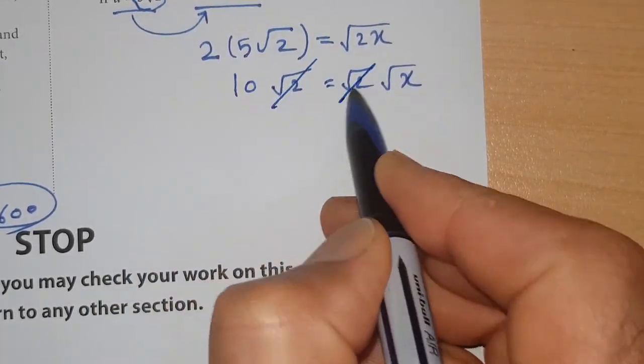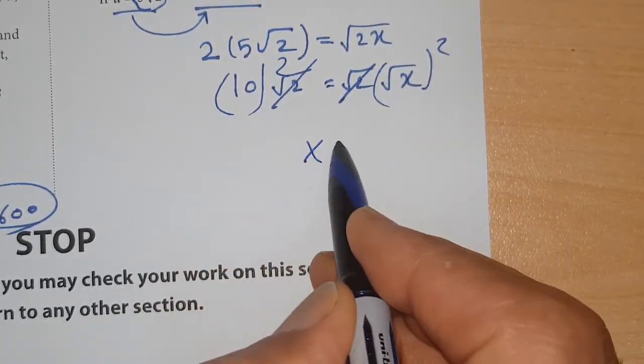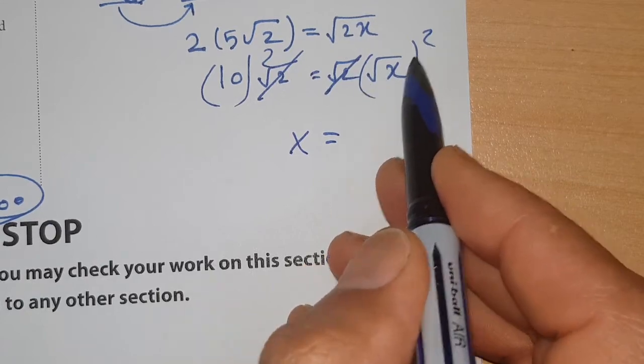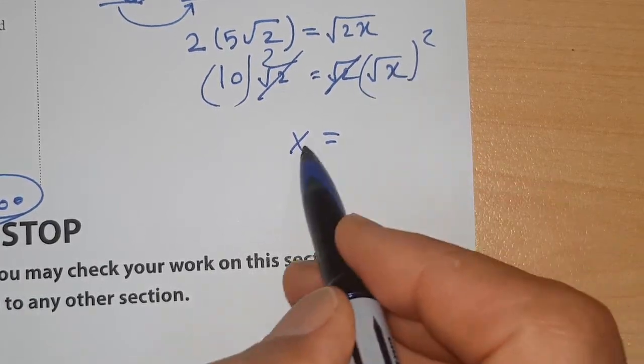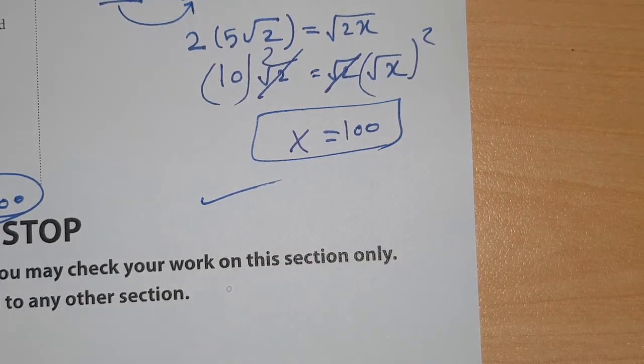Divide by root 2 on each side. So root x equals 10. By squaring both sides, power 2, root x squared is only x. So x equals 10 squared, which is 100. This is the value of x.